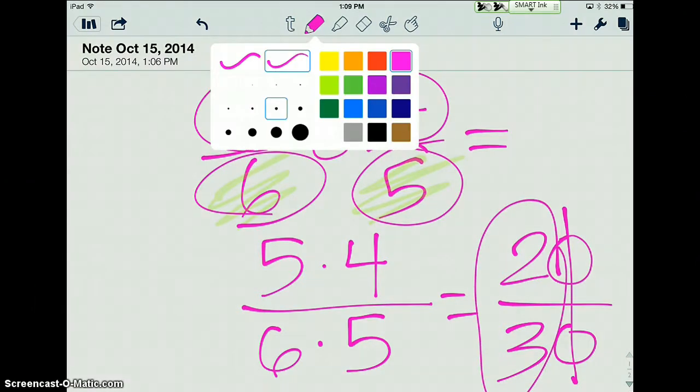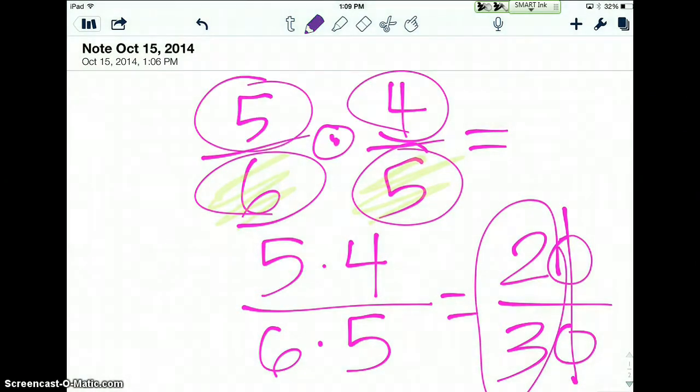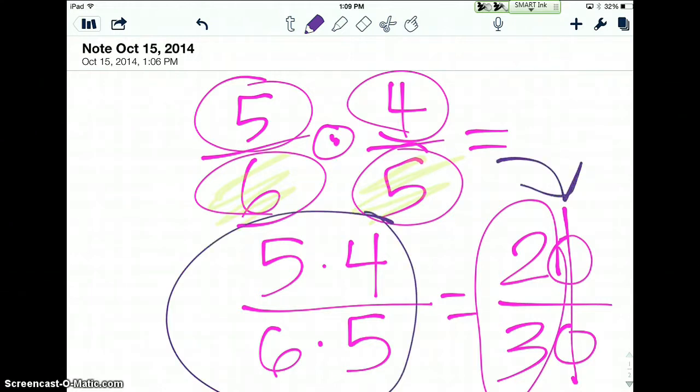Now I want to show you something really cool, and I did in class, and maybe you didn't follow it, but maybe you could on the video. I could simplify this first instead of having to simplify it at the end. I could check, does it reduce with 6? No. Does 5 reduce with this 5? Yes. They both are divisible by 5. So 5 divided by 5 is 1, and 5 divided by 5 is 1.